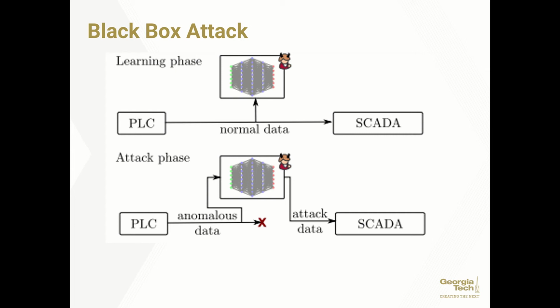Here is a breakdown of the black box attack. As we discussed earlier, the attacker is not able to manipulate the system immediately and must begin with the learning phase of the attack. During the learning phase, the attacker takes in normal data to learn how the PLC operates and what sort of thresholds and what sort of readings the SCADA expects from the PLC. After the learning phase has completed, the attacker enters the attack phase, in which the attacker begins to manipulate the system and send back learned data to the SCADA.